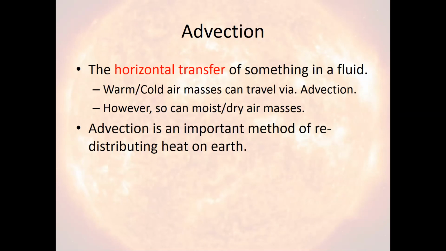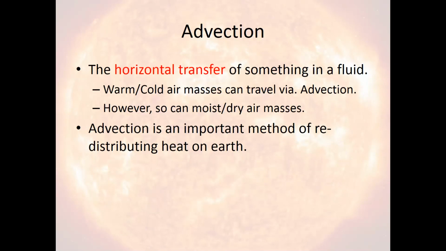Now, everything I've talked about so far with convection has to deal with vertical movements of fluid. However, horizontal transfers of heat also happen. These are what are called advection. And we're going to talk a lot about advection this class. Air that rises and sinks, that's called convection. Air that moves side to side is what's called advection. And advection is very important because it redistributes heat on Earth.